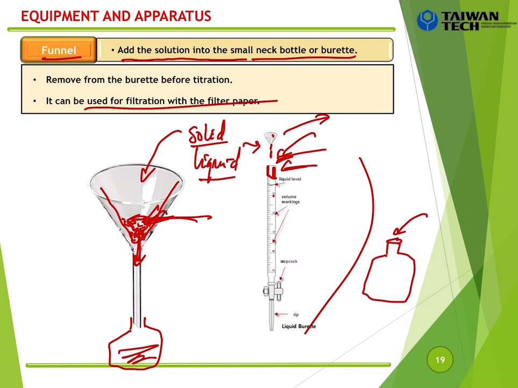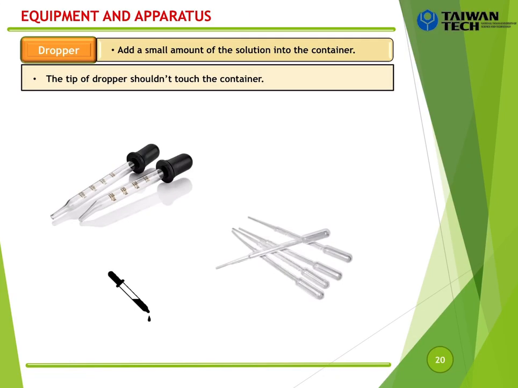Then later I will show you another one. We call this one the vacuum filtration. It will make the process faster. Okay. And the next one we have the dropper, I mentioned at the beginning, right?